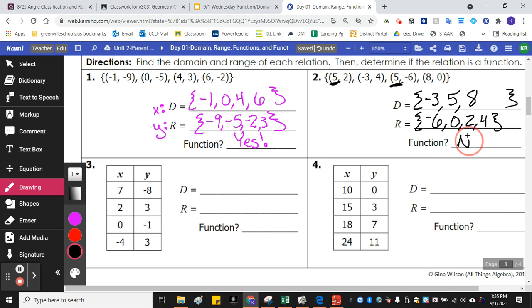So you said no because the x was used twice. 5 was used twice. Somebody in my last class said if the domain is smaller than the range, then it's obviously not a function. Why? Because that meant the domain had to go to 2 things at least, if not 3. So if the domain is smaller than the range, then it's not a function.